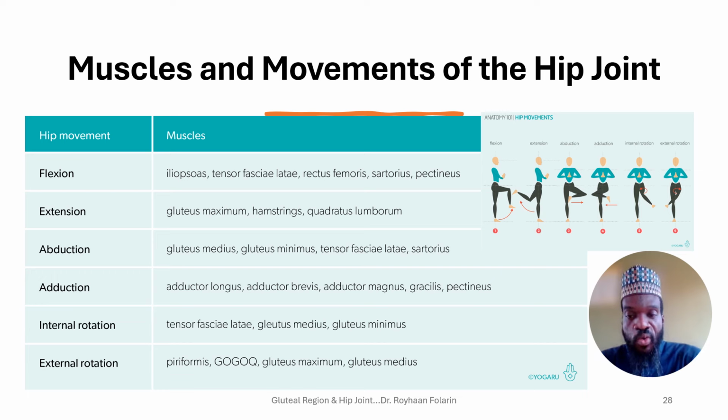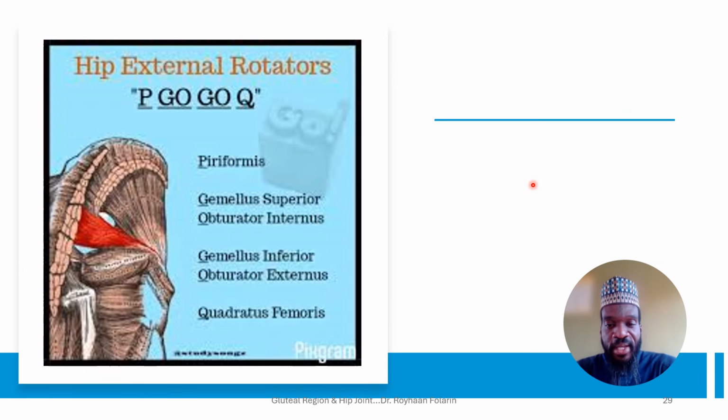There is also the GOGOQ. Guess what that is? That's referring to the gemelli muscles. That's the superior gemellus muscle. Then the first O is referring to the obturator internus. The second G is referring to the inferior gemellus muscle, and the second O is referring to the obturator externus, while the last letter, Q, is referring to the quadratus femoris. So PGOGOQ is an acronym for the hip external rotators.